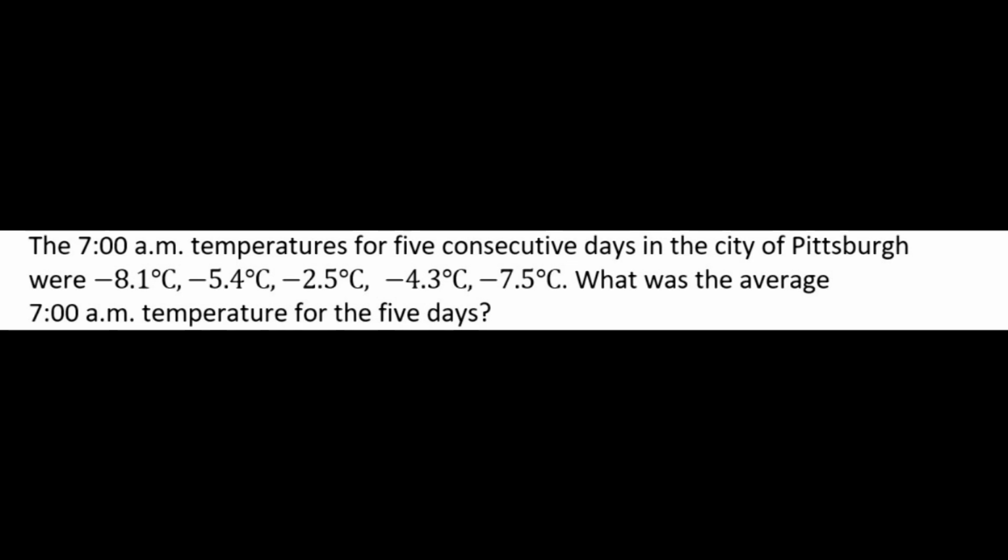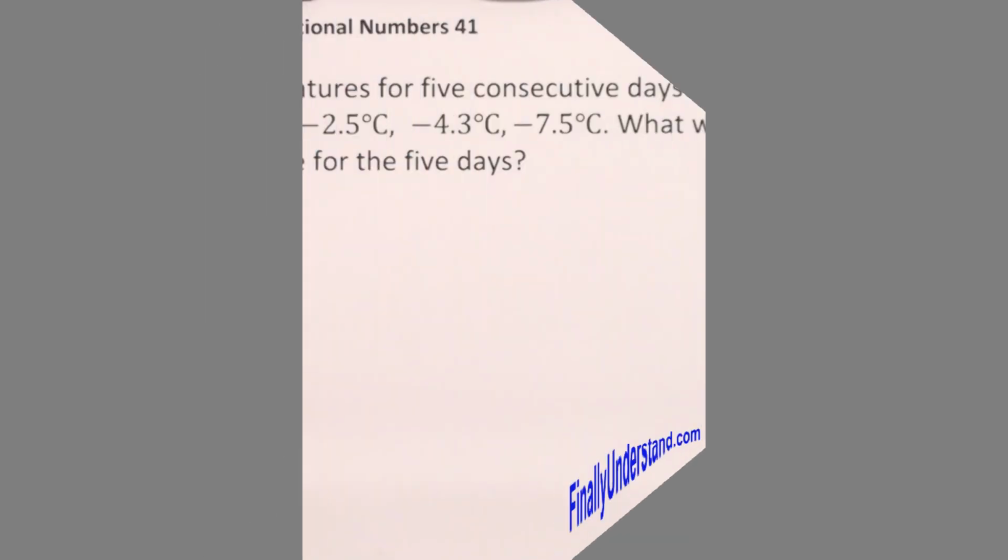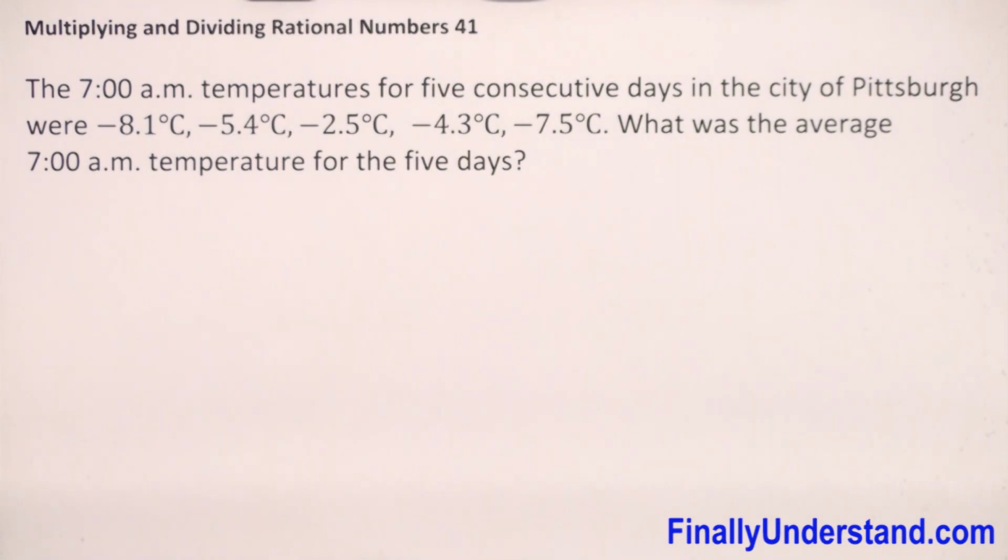The 7 a.m. temperatures for 5 consecutive days in the city of Pittsburgh were negative 8.1, negative 5.4, negative 2.5, negative 4.3 and negative 7.5 degrees Celsius. What was the average 7 a.m. temperature for the 5 days?